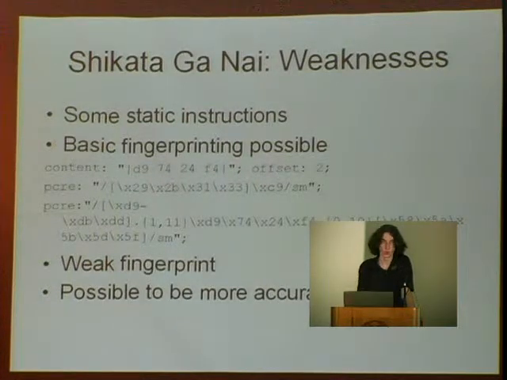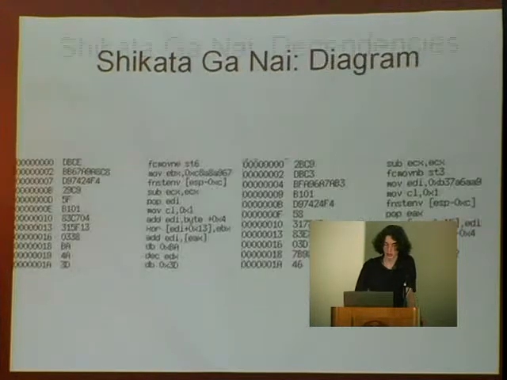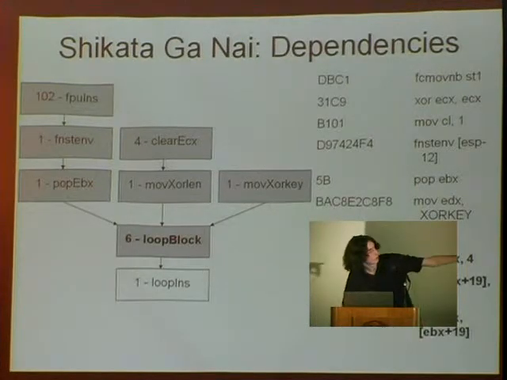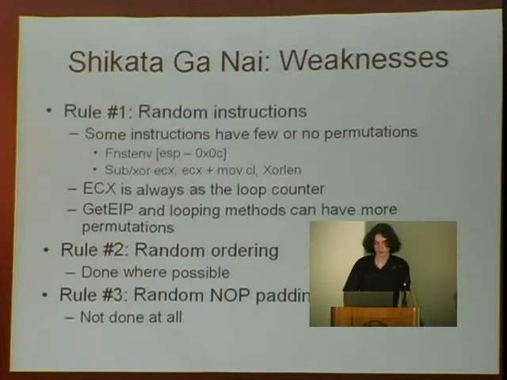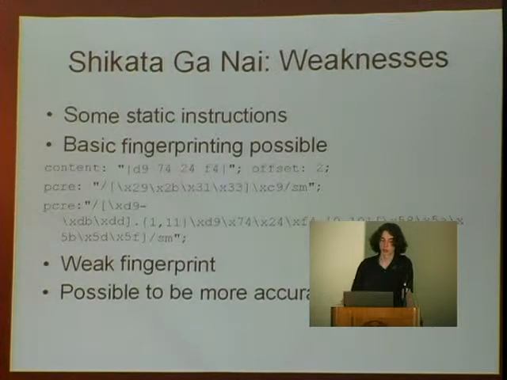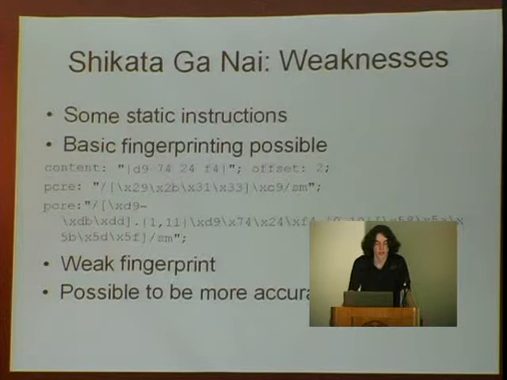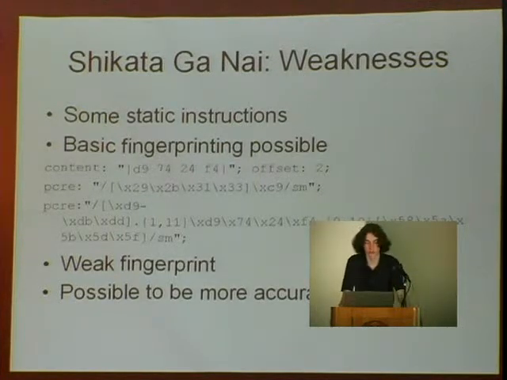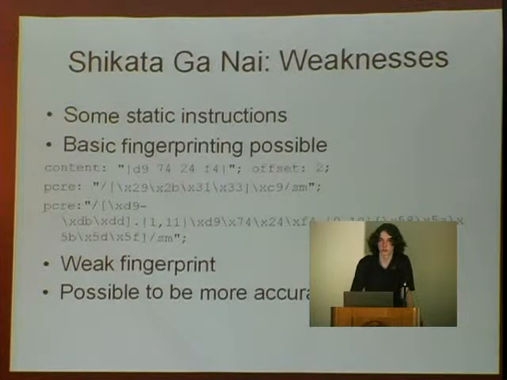Furthermore, we can look at some other things going on. That second line is a Perl regular expression, and what it finds is the clearEcx code. If you look here, you can see the clearEcx box, and it only has 4 possible permutations, so we use a Perl regular expression to be able to find every single one. The third line is a Perl regular expression that can catch the ordering of one of the blocks of code. There are very few permutations for the fpulns instruction. Then it fingerprints an fnstn instruction. Then it fingerprints a popebx instruction.